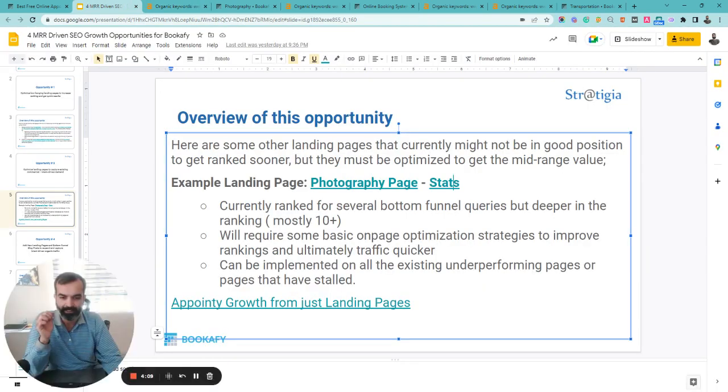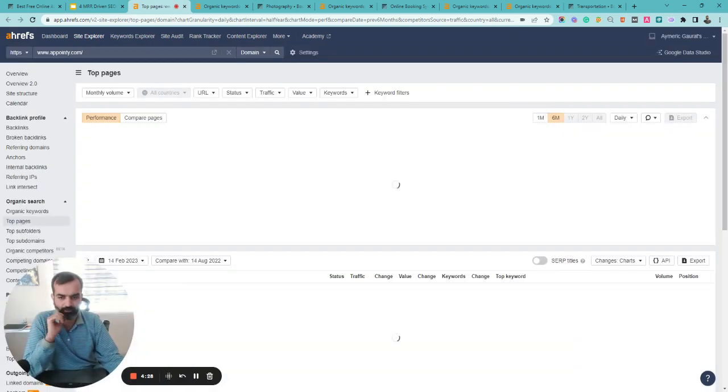So if you want to see why we are focusing a lot on optimizing these existing landing pages, or focusing on these landing pages to be intent driven, there is an example from Appointee. Appointee is also a competitor of Bookafy. It's scheduling software like Calendly, Bookafy, Setmore, and all those things.